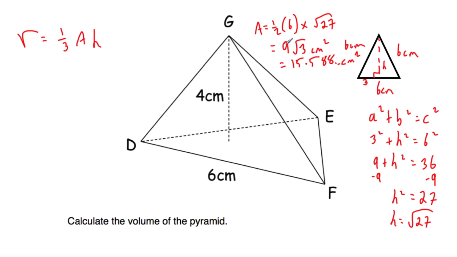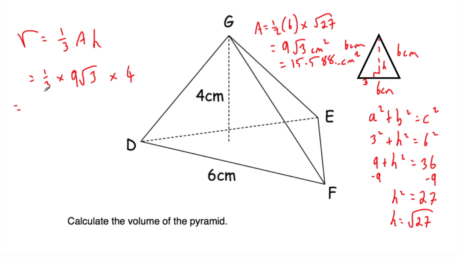Here we could actually use 9 root 3 centimeters squared for the area of the base of the triangle, or 15.588 and so on, and write the whole calculator display down. So this is fantastic. We now know the area of the base of the pyramid. It's 9 root 3 centimeters squared, or 15.588 and so on. So that means the volume of the whole pyramid would be equal to a third multiplied by the area of the base, which is 9 root 3, or you could use 15.588 and so on, multiplied by the height of the pyramid, which is 4.